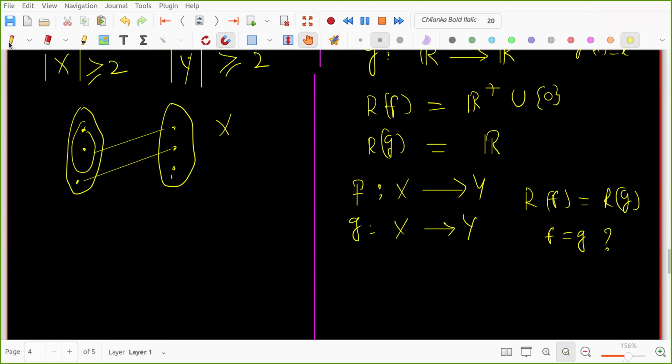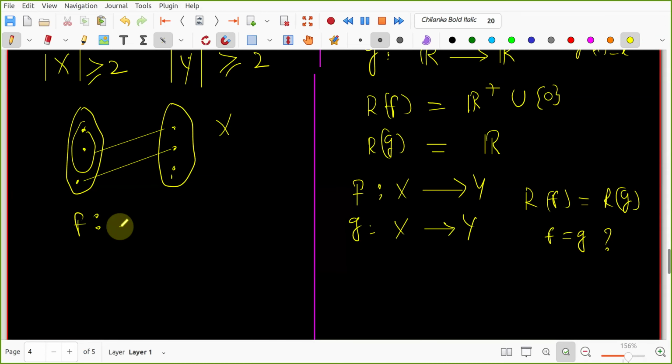Yes, so I have a sequence in my mind. We can consider (-1)^n and (-1)^(n+1). Both of them have different mappings. For different x, they have different y, but these functions are not equal. And the range set is equal, but the functions are not equal.